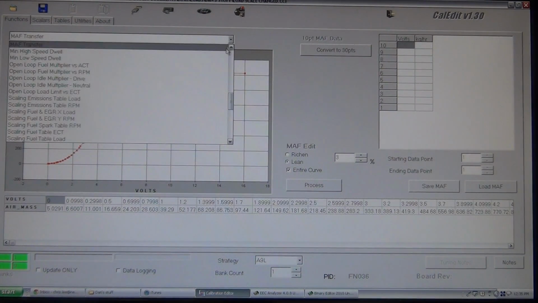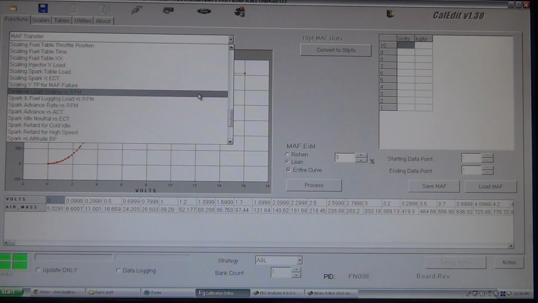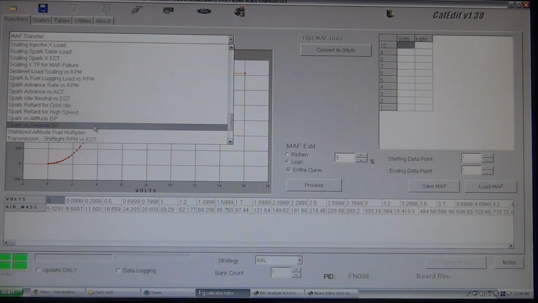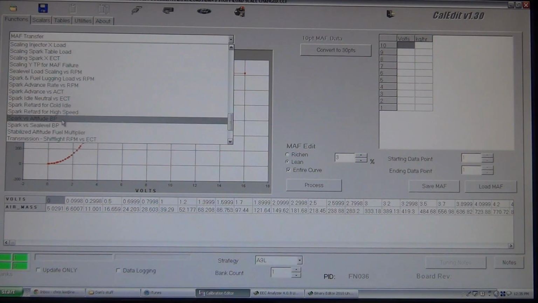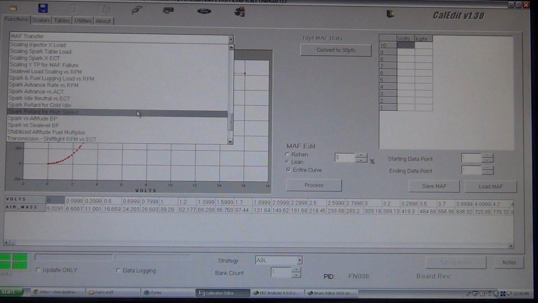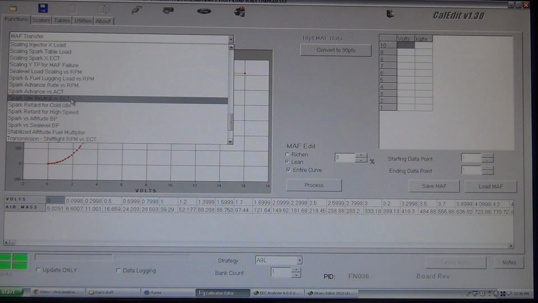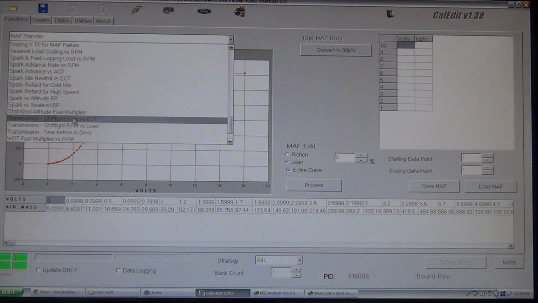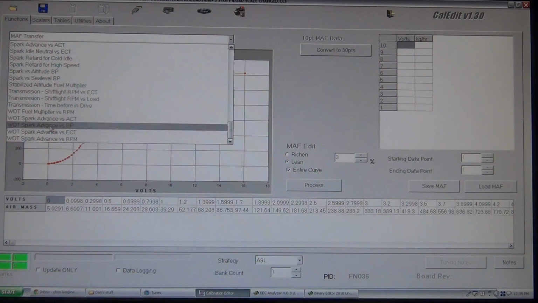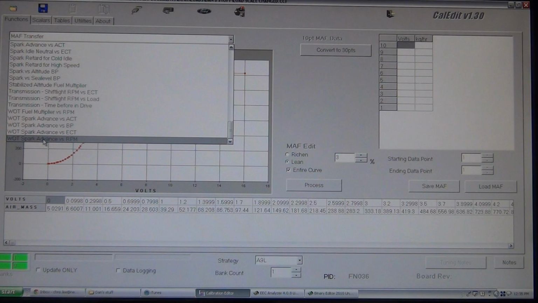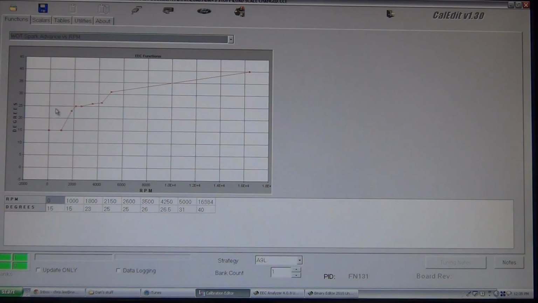We're gonna find your spark wide open versus RPM. Spark versus sea level. We're gonna find it first. That's ACT neutral. There you go. Wide open throttle spark advance versus RPM. Once again, this is where whoever dyno tuned that thing before, and the only thing that they changed in the tuning was spark. All they did was take it from 3500 up and locked it at 32 degrees.